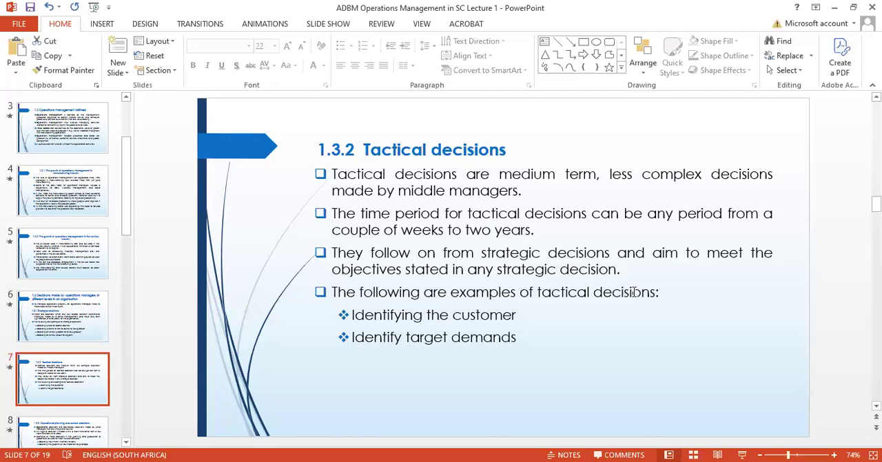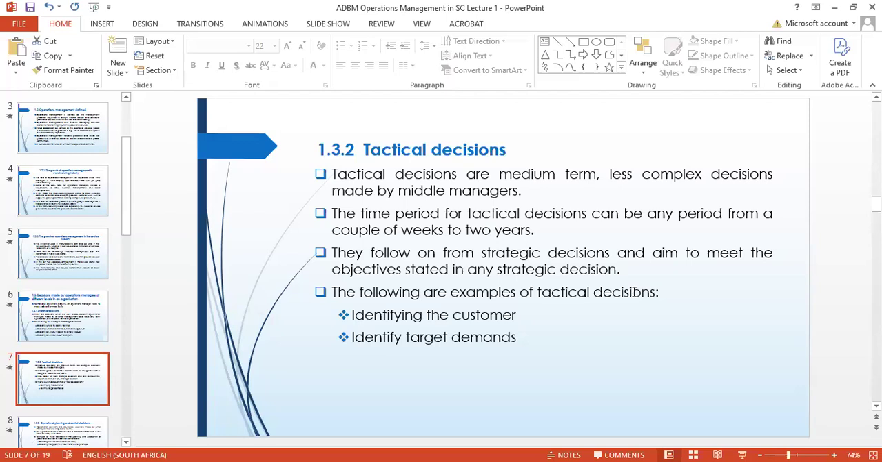Okay? They follow the strategic decisions that are made by senior managers. And senior managers, they set objectives. And these objectives are going to be achieved by these tactical managers who are at the middle level.